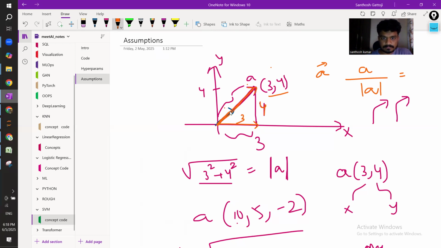it's a trigonometry thing. Pythagoras. This is the hypotenuse, right? So the hypotenuse will be the square root of 3 square plus 4 square. That is the magnitude. What is 3 square plus 4 square? 9 plus 16 is 25, and the square root is 5. So this is 5.